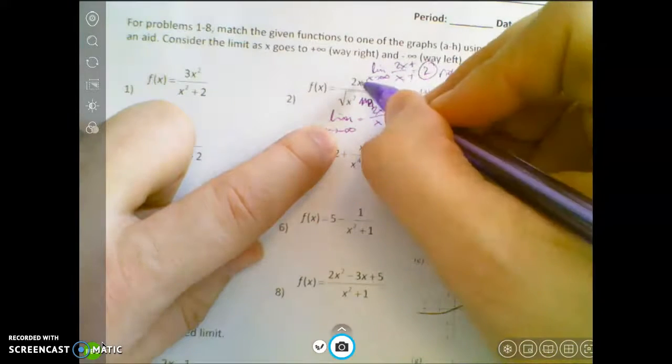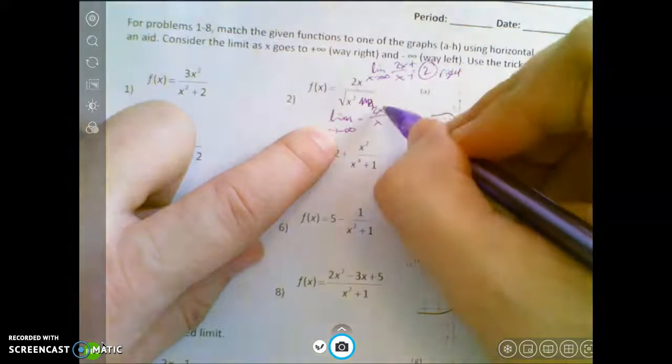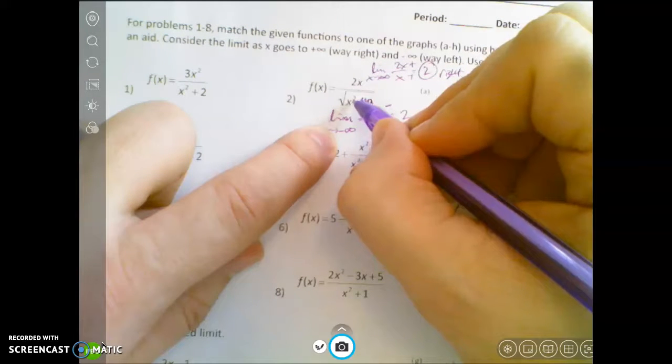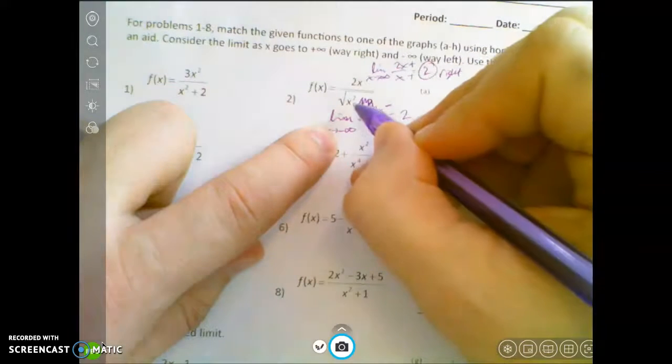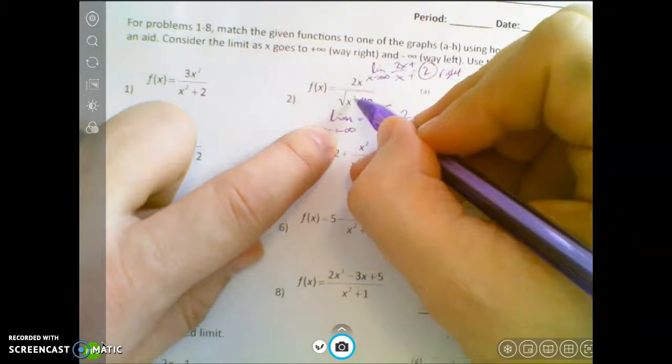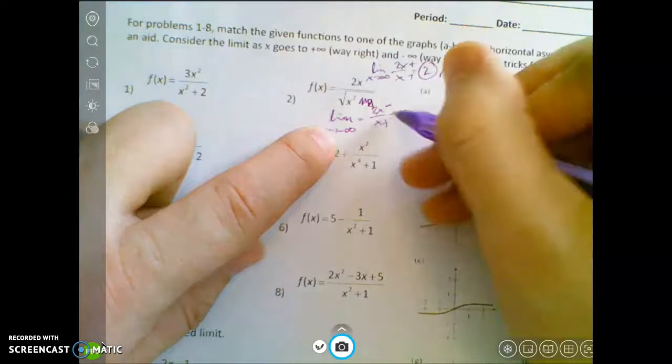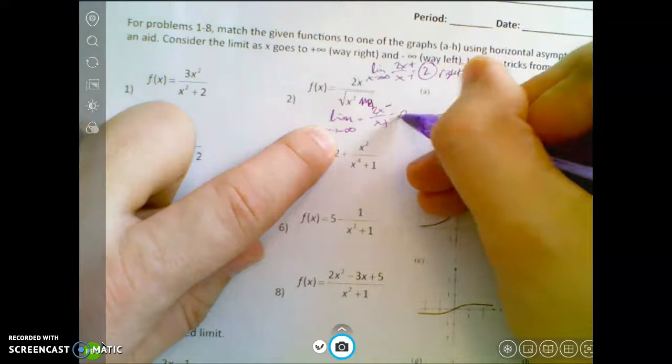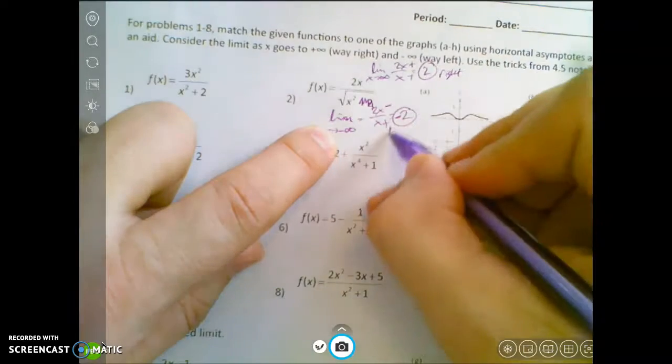But if you put a negative huge number here, it makes the top negative and it makes the bottom positive because you're squaring a negative and then square rooting it. So you have a negative over positive, which makes your answer negative 2 left.